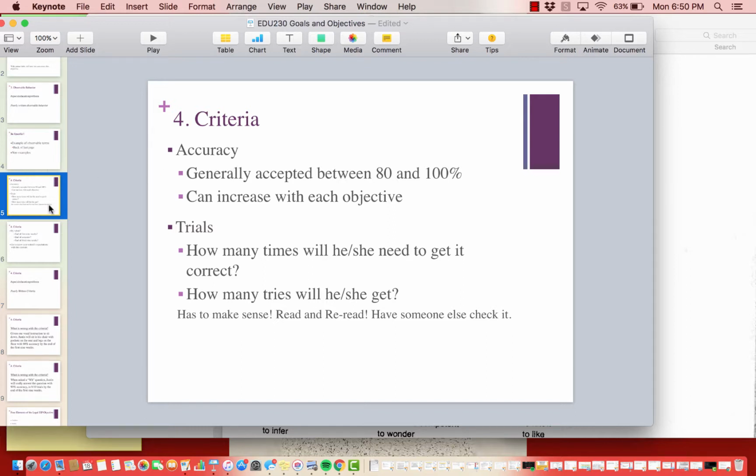And this is hard to teach without showing you a couple examples. But the thing that trips people up with criteria is you get caught up in putting the 80%, the 90%, the 100% without taking a look at, in general, does it make sense? So what you're doing, does it actually make sense?